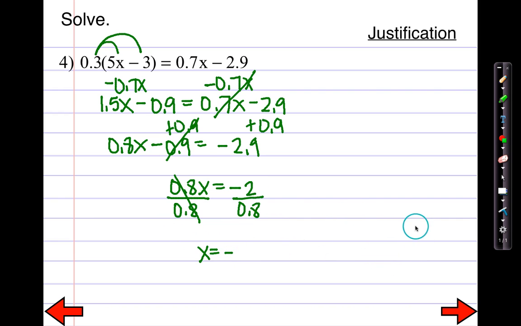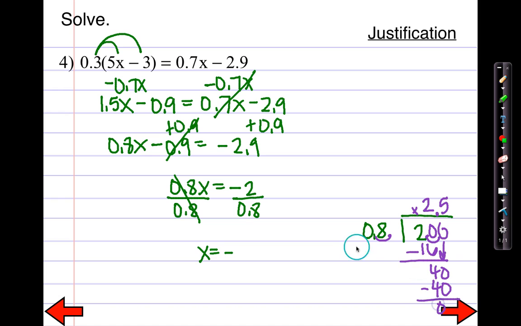So now let's do some side work. We're going to do 2 divided by 8/10. I'm going to have to move my decimal over 1 place to the right. Same thing here. Bring it on up. Can 8 go into 2? Nope. Can 8 go into 20? Yes, it goes in twice, with a remainder of 4. Go ahead and bring down a 0. 8 goes into 40 5 times evenly. So my answer is a negative 2.5.